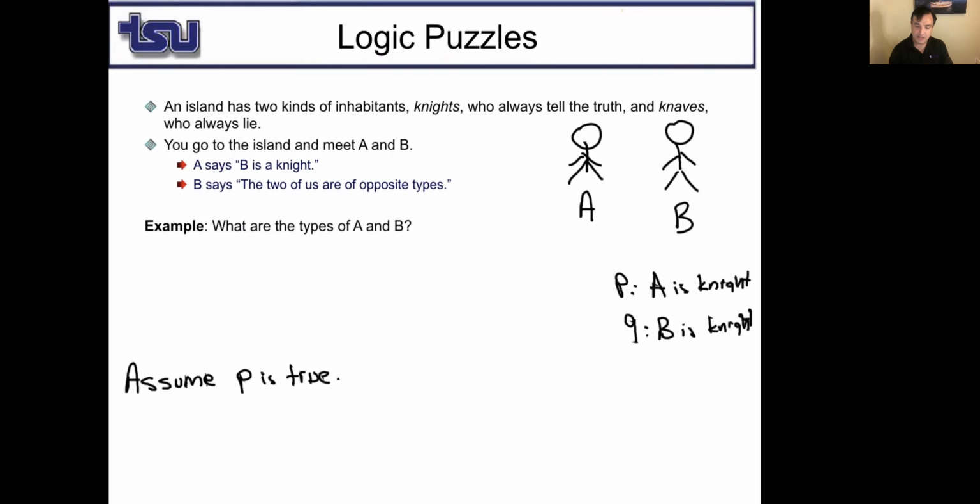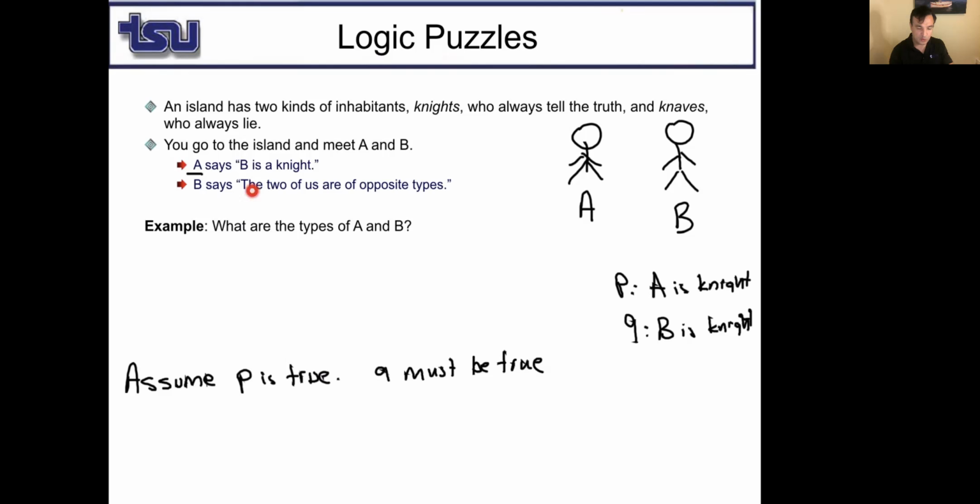What does that mean? That means A is a knight. If A is a knight, A always tells the truth. So that means B must be a knight as well, right? That means if P is true, then Q must be true. Since A always tells the truth, and A is saying B is a knight, B must be a knight. That means Q must be true.